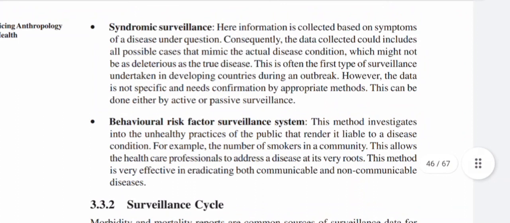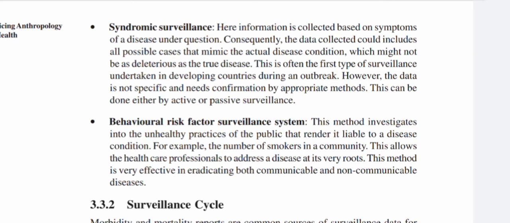Syndromic surveillance. Here, information is collected based on symptoms of the disease in question. Consequently, the data collected could include all possible cases that mimic the actual disease condition, which might not be as deleterious as the true disease. This is often the first type of surveillance undertaken in developing countries during an outbreak. However, the data is not specific and needs confirmation by appropriate methods. This can be done either by active or passive surveillance.